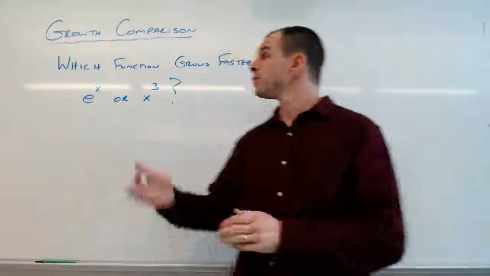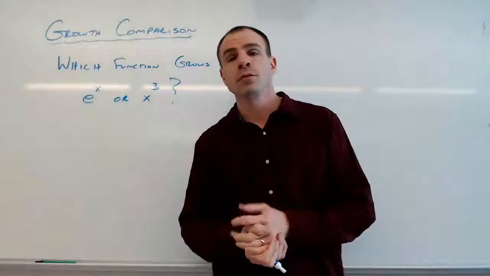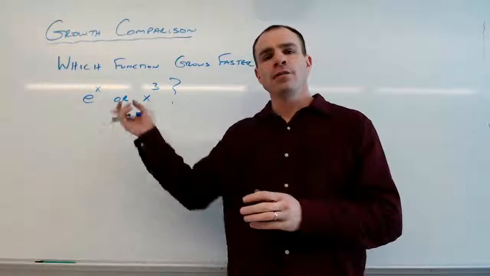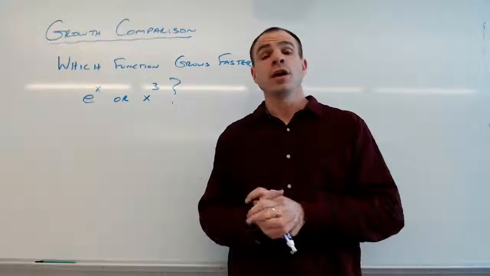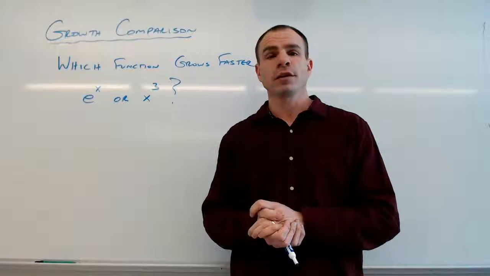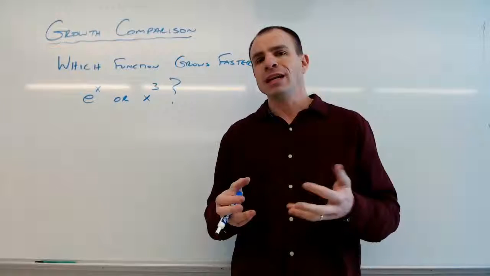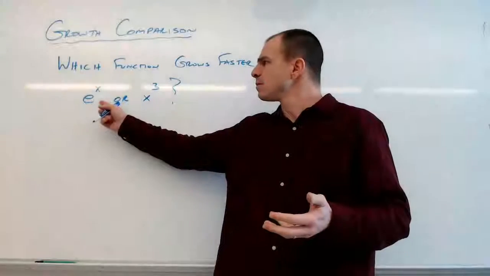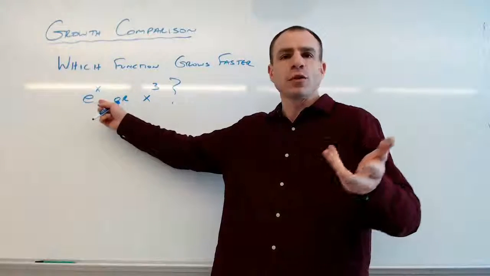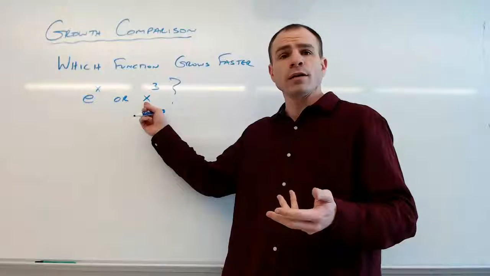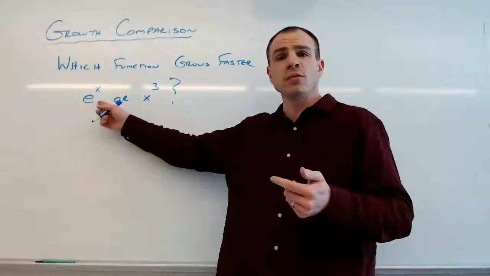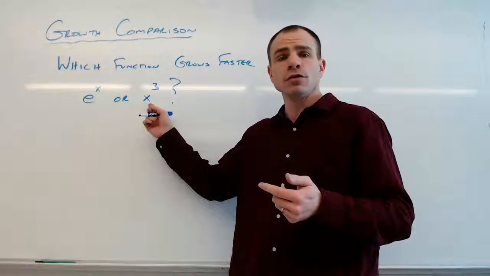Which of these two functions grows faster, e to the x or x cubed? We're going to use that idea of the limit of the ratio of these two functions to come up with our answer here. Because if we think about it initially, if x is 1, e is approximately 2.7, and 1 cubed is 1. If x is 2, now we have 2.7 squared versus 2 cubed.